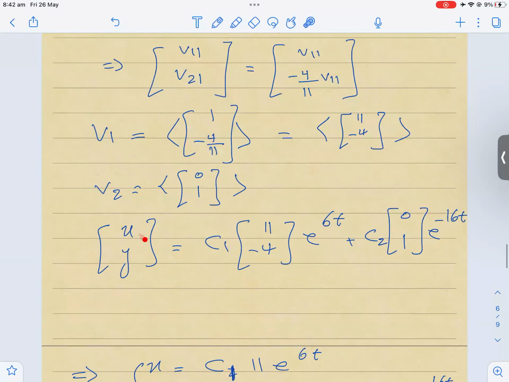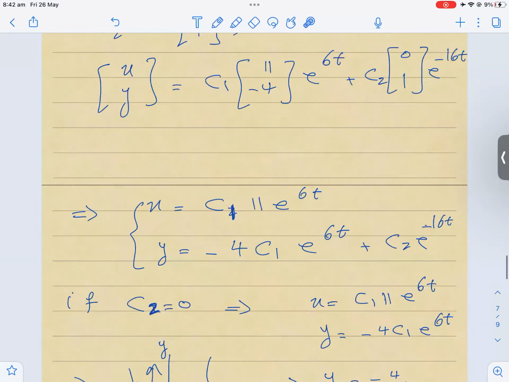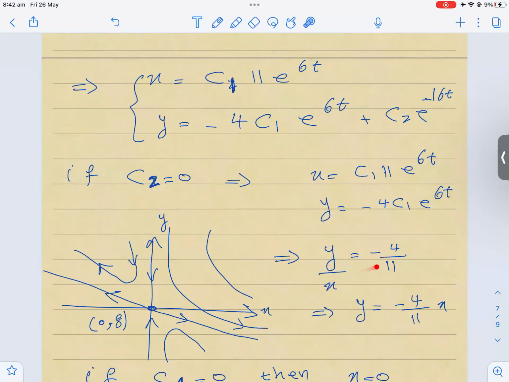Therefore, (x, y) is this, with e to the 6t and e to the -16t. So x equals C1 times 11 times the exponential of 6t. Y is this one with C2. Let's assume that C2 is 0. Then this is nothing, so x will be C1 times this, and y is this here. From there, y over x is minus this. So that's why we've got this one.